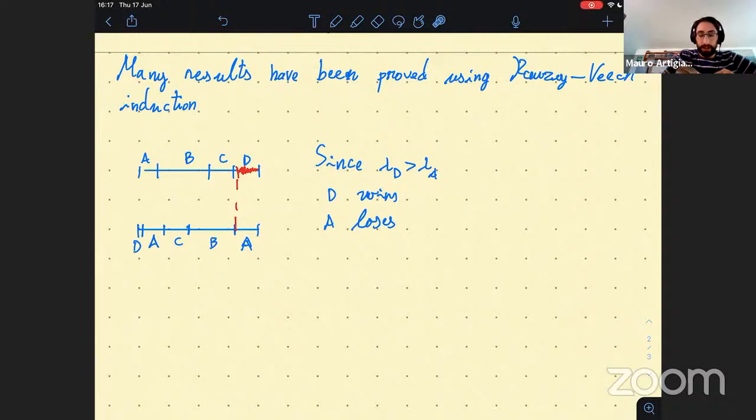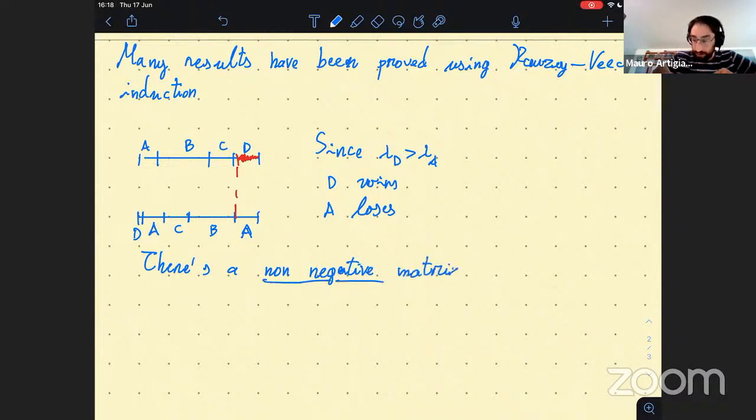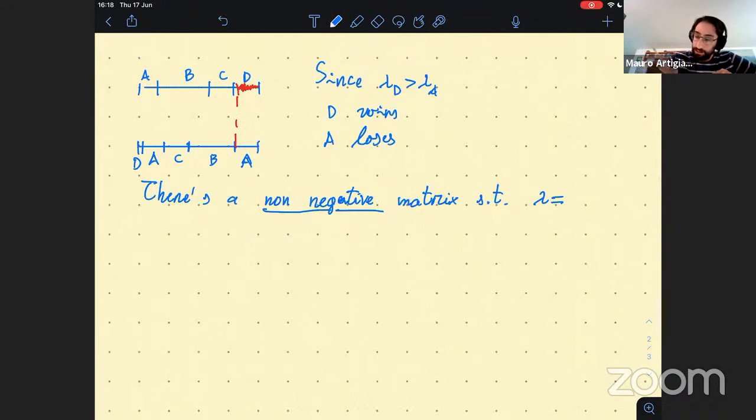Because what I've done is that basically the intervals A, B, and C have the same size, and I subtract from the length of the interval D the length of the interval A. So the lengths of the intervals A, B, and C stay constant, and the one of D decreases exactly by the amount lambda A. So what I can do is write a matrix that is non-negative, and this will be extremely important, such that the lengths lambda before I apply the induction are V times lambda prime.